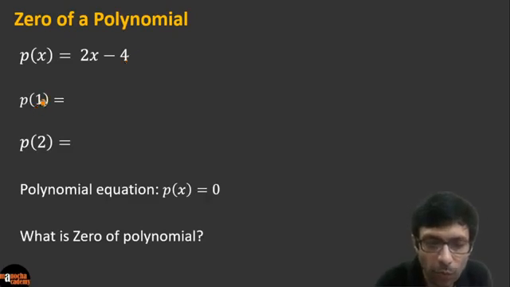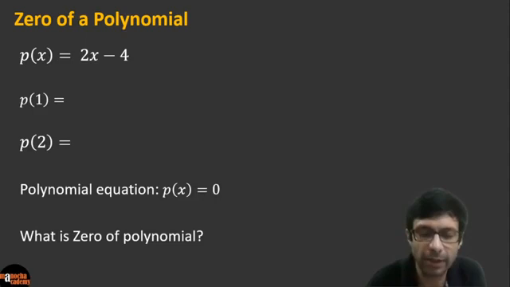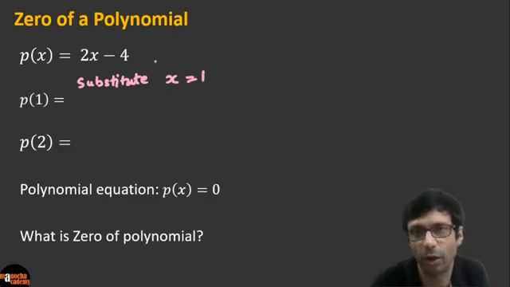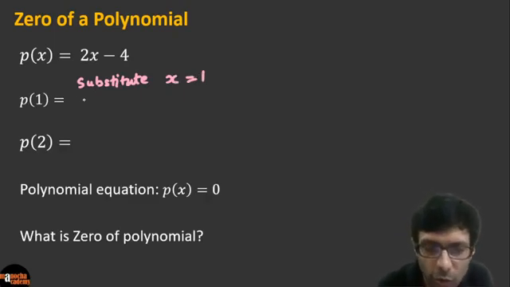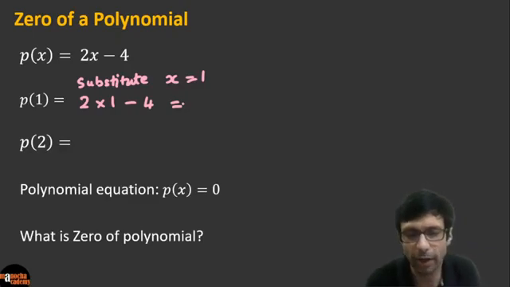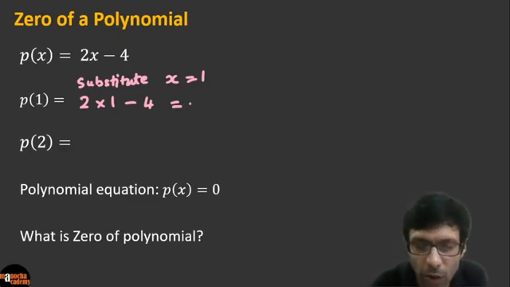Okay, so how do we find p of 1? Very simple. You just have to take the polynomial and substitute x equal to 1 in this polynomial. That's all, right? So it's going to be 2 times 1 minus 4. Very good. You guys got it right. So we're just substituting the value. So 2 minus 4 is minus 2.